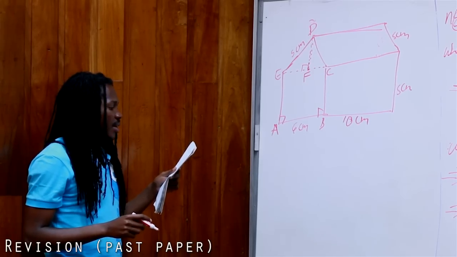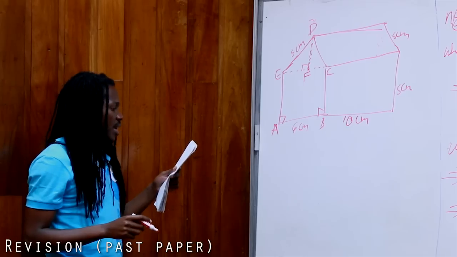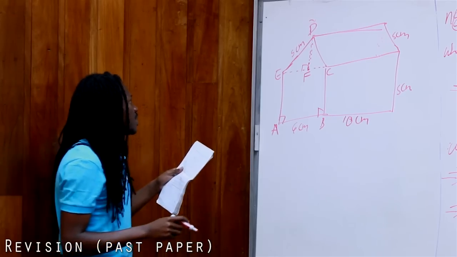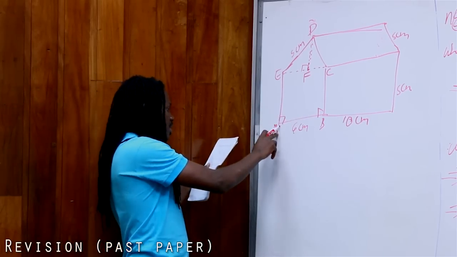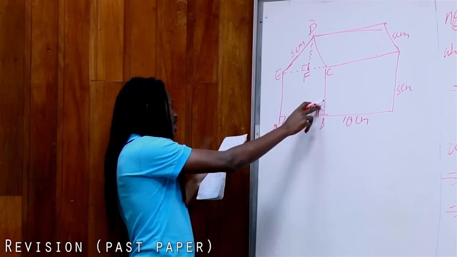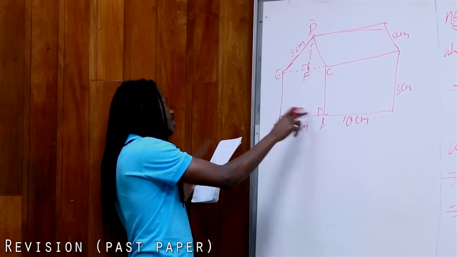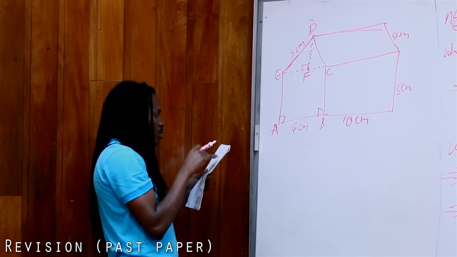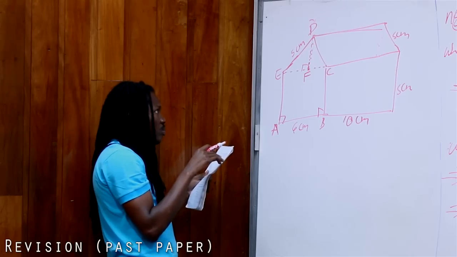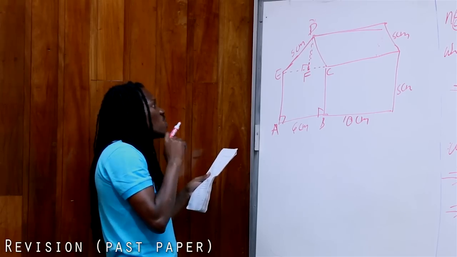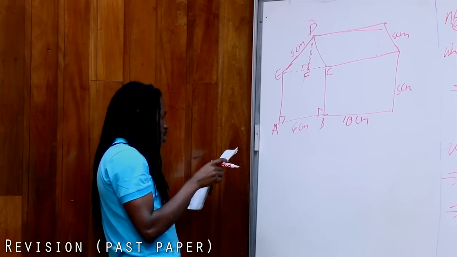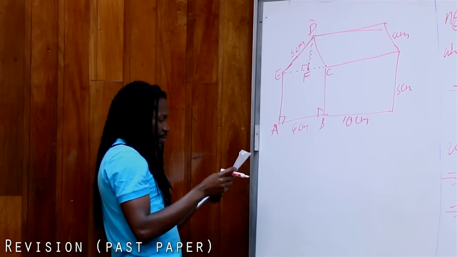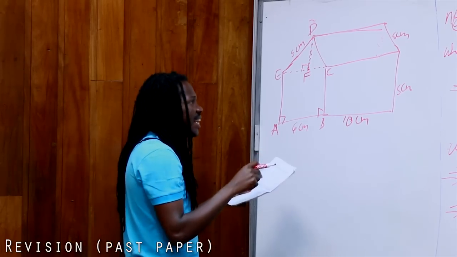They say, hold on, where's angle CBA? CBA is 90 and BAE is 90. All right. They say find EF.